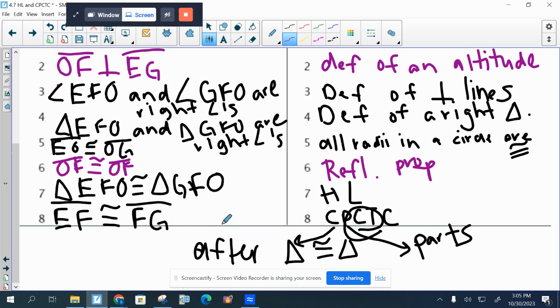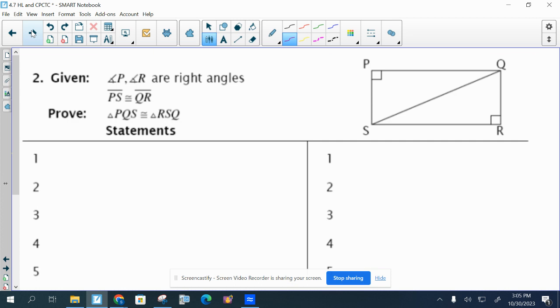So if you need to rewatch that description, then just go back a little bit and rewatch it. But that's how you use corresponding parts of congruent triangles. So let's look at a question, a proof that's a little bit more basic and a little bit more of what your homework will be on.